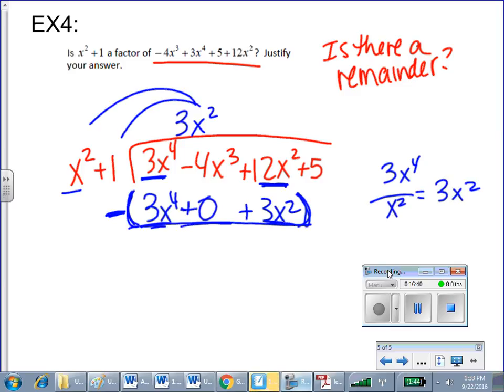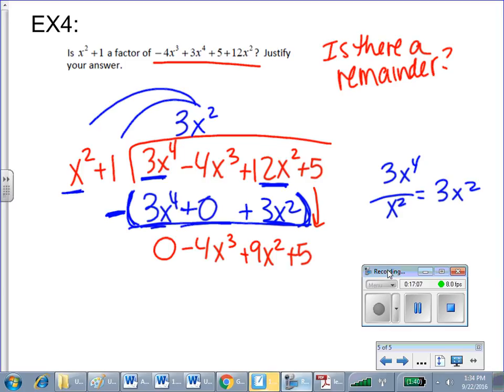Okay, so let's start subtracting. 3x to the 4th minus 3x to the 4th is 0. Negative 4x cubed minus 0 is just negative 4x cubed. 12x squared minus 3x squared is 9x squared. And then we can bring down this plus 5. Okay? Now we're going to continue.